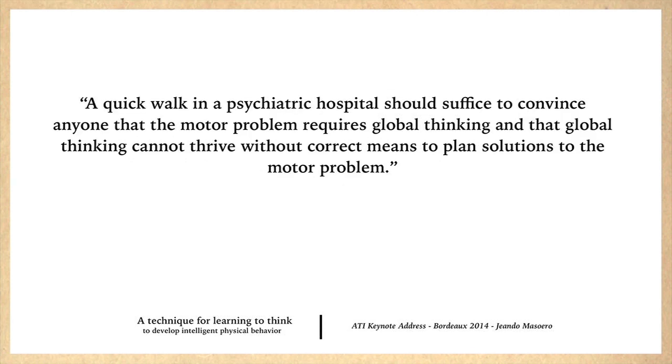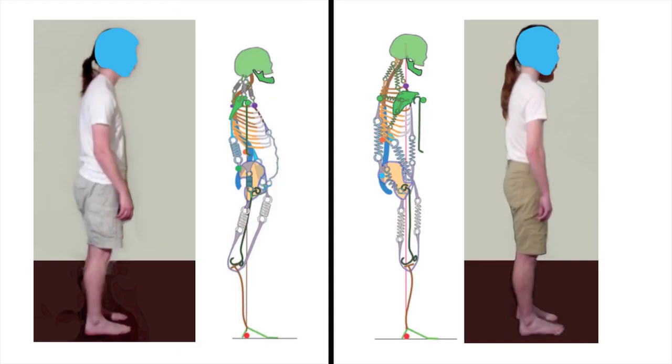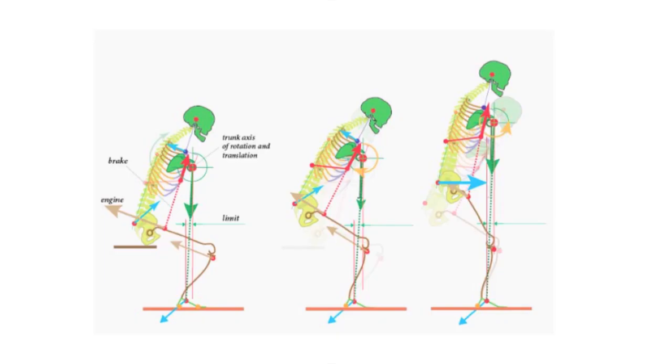A quick walk in a psychiatric hospital should suffice to convince anyone that the motor problem requires global thinking, and that global thinking cannot thrive without correct means to plan solutions to the motor problem. As Masoero says, even our quick responses to surprising threats to our equilibrium, which are often thought to be reflexive, can be significantly changed. And this is because our postural reactions are quite dependent on our ability to rationally control and direct our body and its movements. Masoero's conclusion on this point.